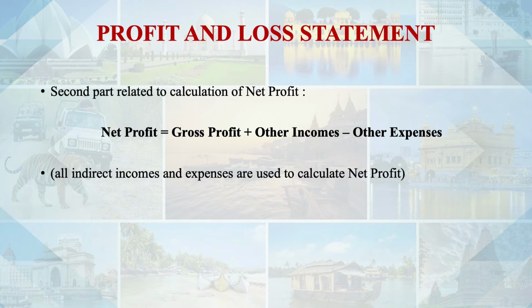That is why, once we calculate the gross profit, we add the other incomes and then we deduct the other expenses which we have not yet deducted when we calculated the gross profit. So all indirect incomes and expenses we take when we calculate the net profit. Once we have done that, we will get the net profit.